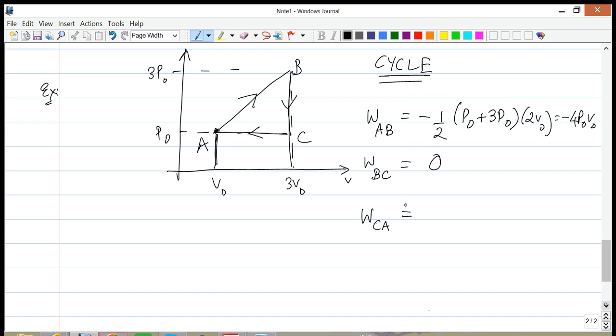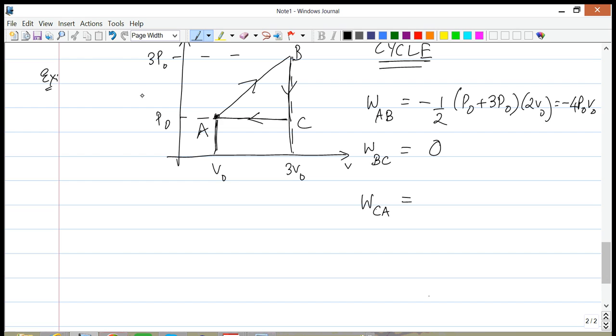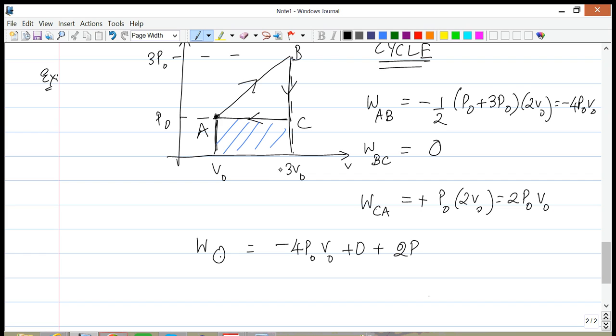Now to find the work done for the third process, we see that the volume is decreasing, so we know it's going to be positive, and it's simply the area under this last part, which is simply the area of a rectangle. That's equal to the height P0 times 2V0, so it's 2P0V0. Now the work done for the entire cycle, which we can represent with a circle with a dot in it, is negative 4P0V0 plus 0 plus 2P0V0, and this is equal to negative 2P0V0.